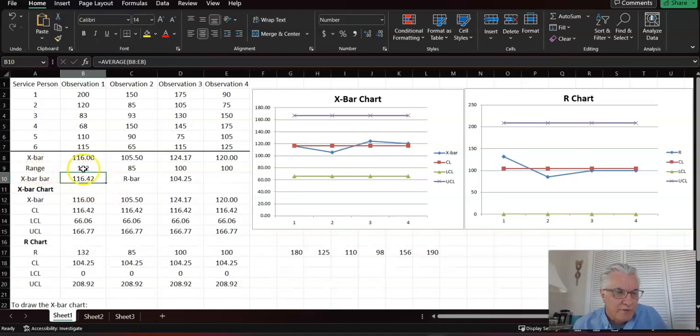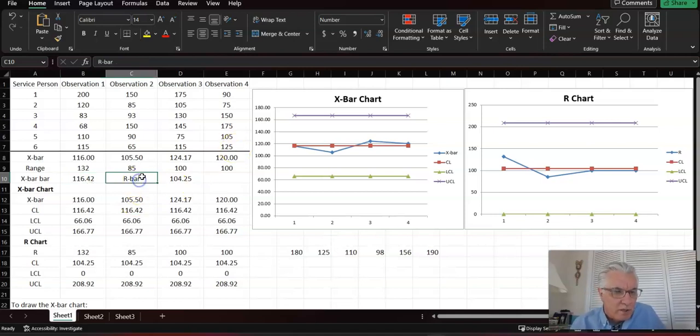Next thing we do is calculate the range, which means for each observation, we take the max minus the min, and we get 132, 85, 100, and 100. Essentially, the 200 minus the 68 here gives you the 132. Then, of course, we already talked about X bar bar, which is the mean of the means, so it's the average of the entire data set. I hope that's not confusing. If it is, contact me and we can walk through that again.